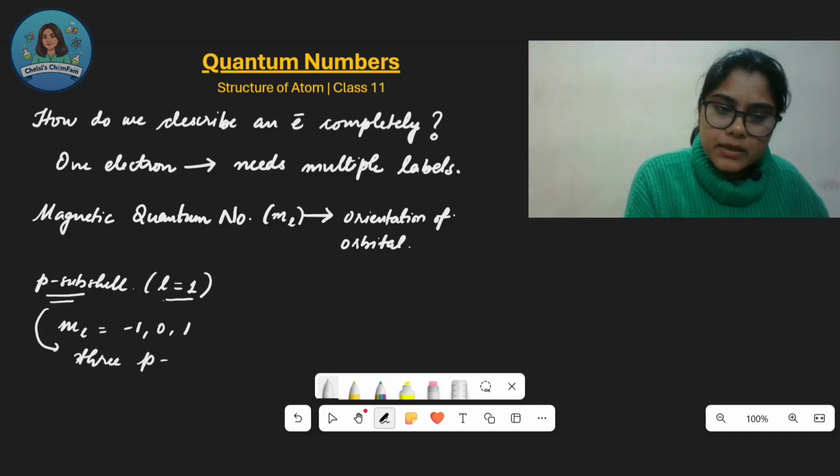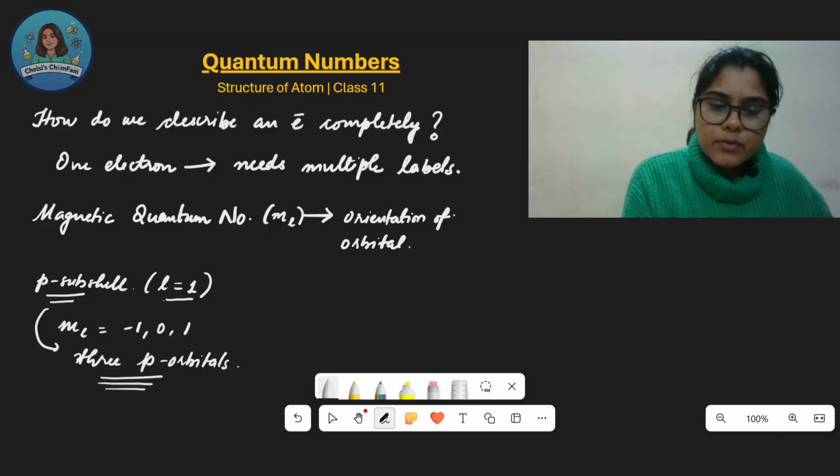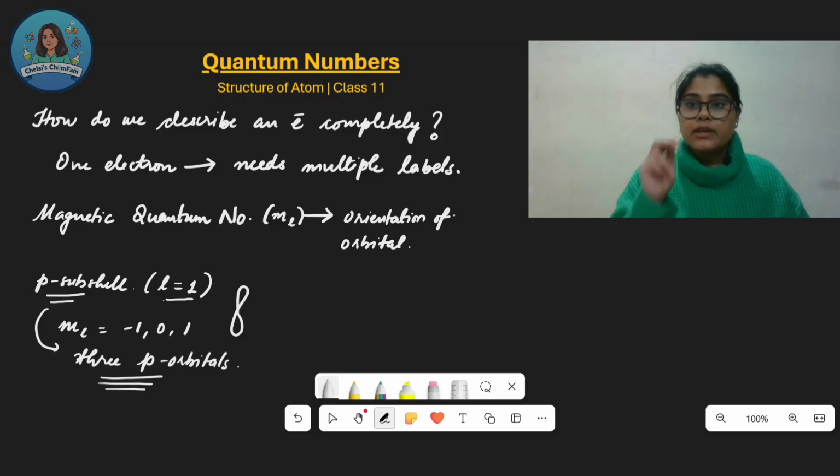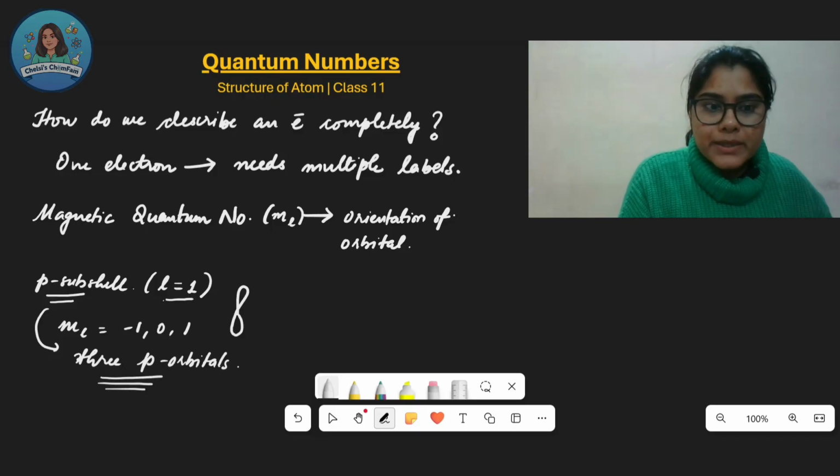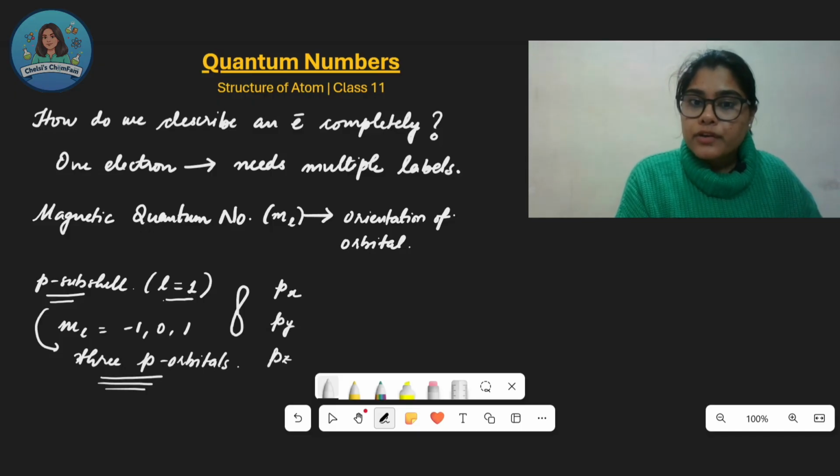3 p orbitals. So how do these 3 p orbitals differ? They all have the same shape, that is dumbbell. Then how do we differentiate them? Based on their orientation in space. So the 3 p orbitals will be different based on their different orientation in space. Based on this, the 3 p orbitals are named px, py, and pz. So the orientation changes along the different axes in space.